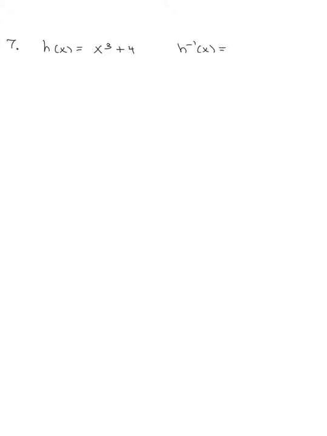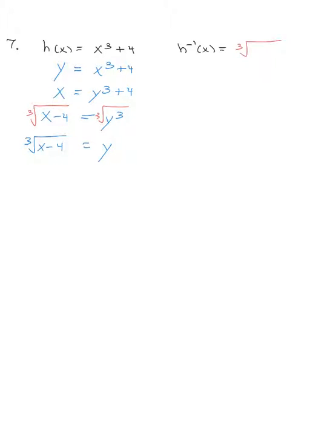Going back to our standard notation, I'm going to call this y is equal to x cubed plus 4. My inverse will be x is equal to y cubed plus 4. I'll start by subtracting 4 from both sides. And to get y by itself, I have to use some type of root, and that root would be the cube root of both sides. Cubing a cube root, or said another way, cube rooting a cube would just give you y. And on the left side of my equation, I have the cube root of x minus 4. That is exactly what the inverse of h is equal to.